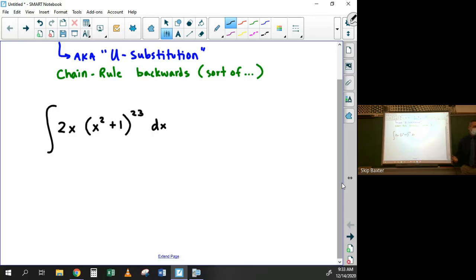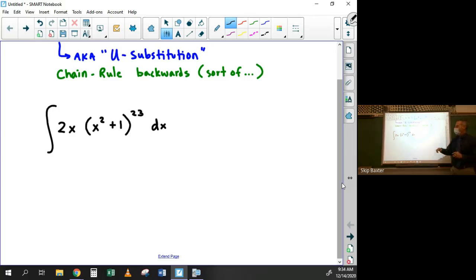So obviously without this method, this would be really difficult, right? You'd have to FOIL out x squared plus 1 times x squared plus 1 times x squared plus 1, 23 times, and then distribute the 2x, make it into a big polynomial, and then just integrate it term by term, which isn't reasonable at all. But you can kind of look at this and see that this is kind of like the result of a chain rule. I mean, with some weird stuff happening.